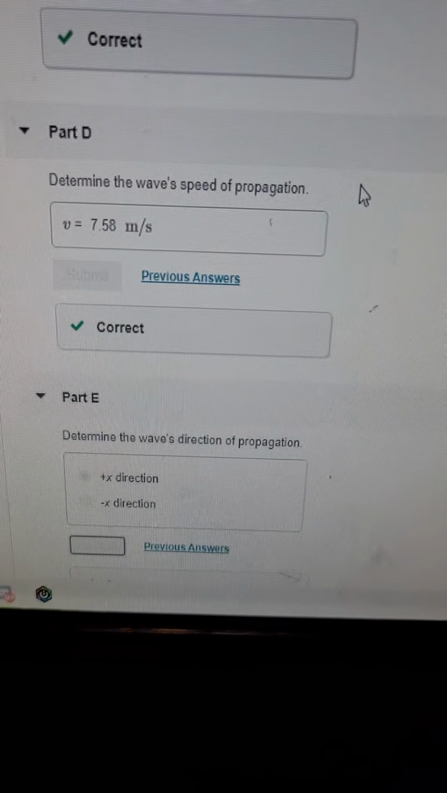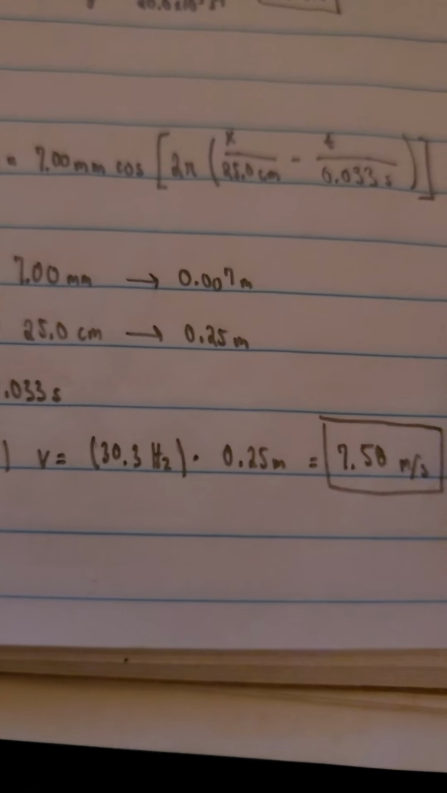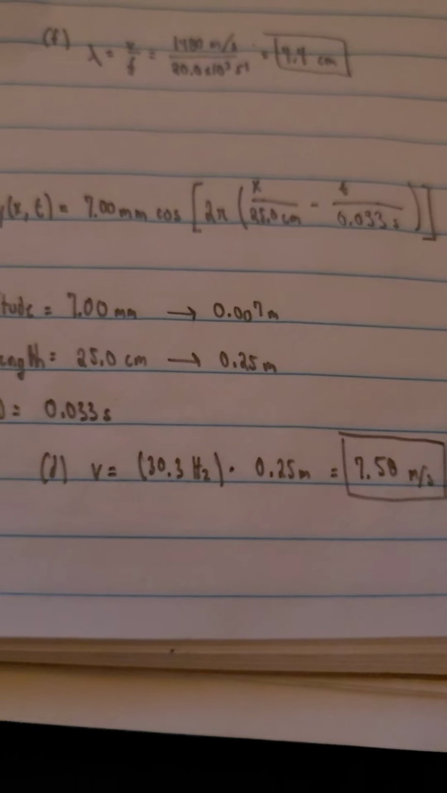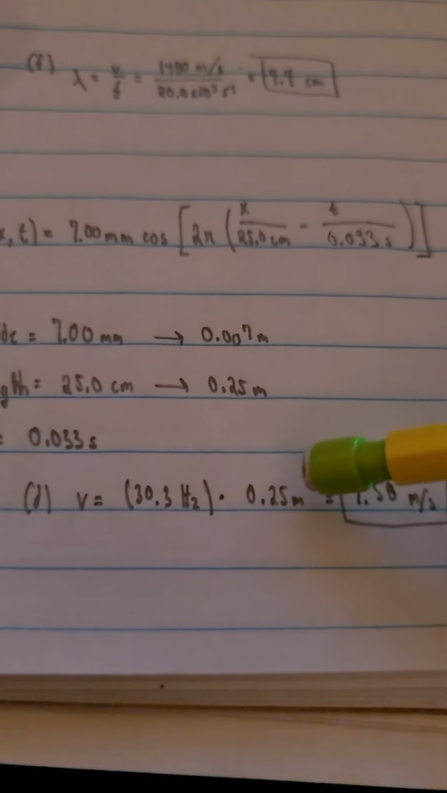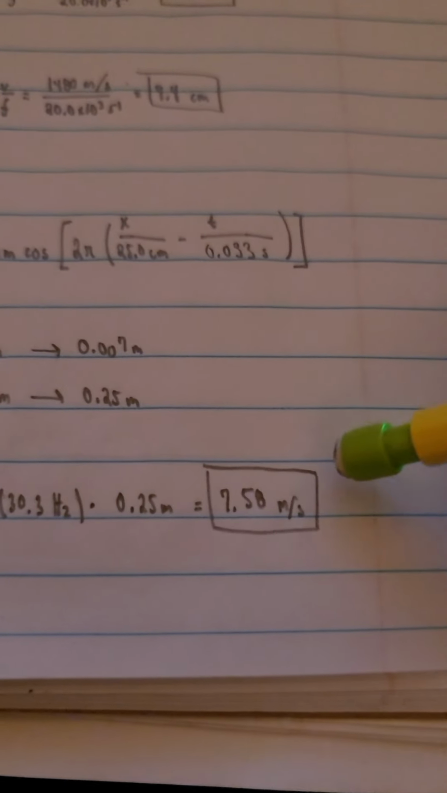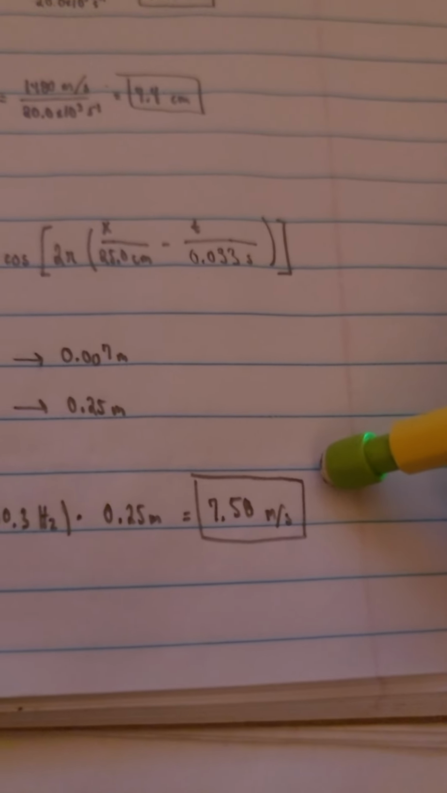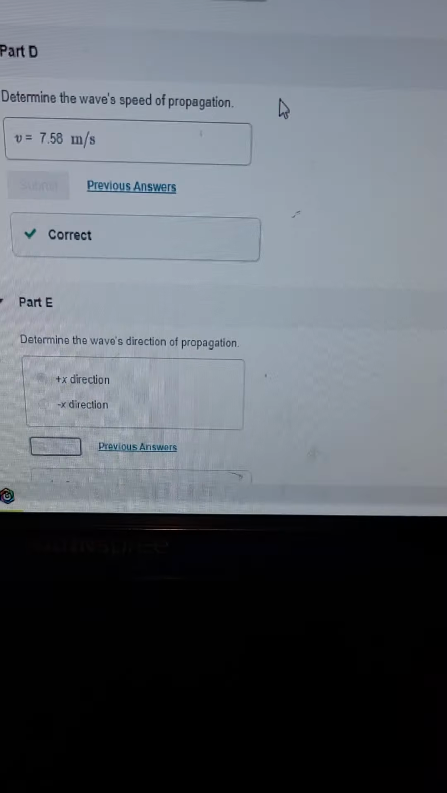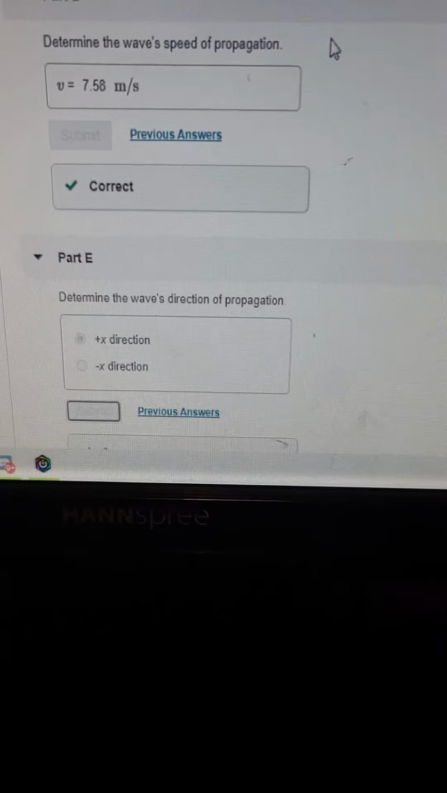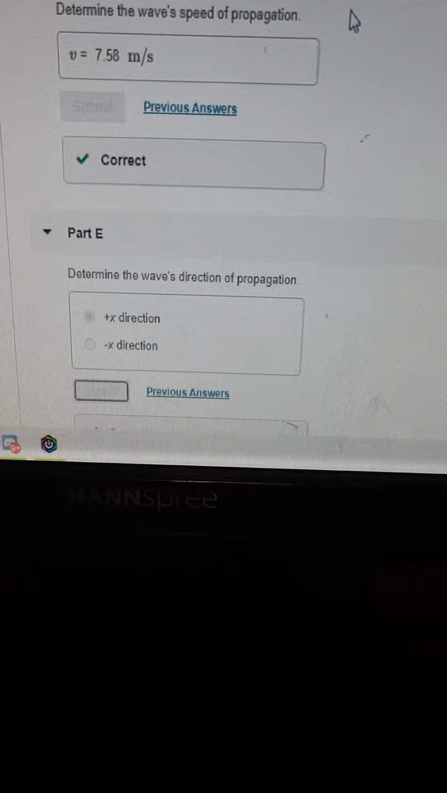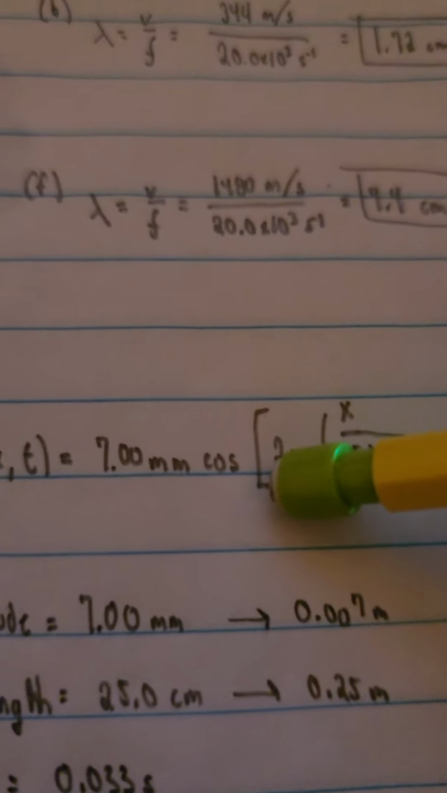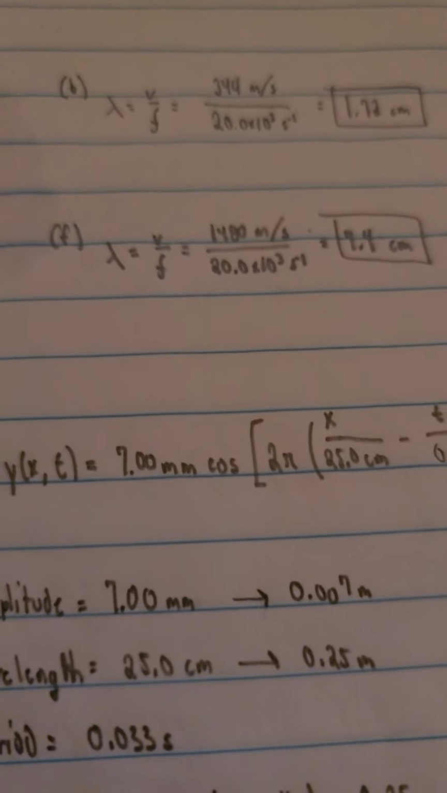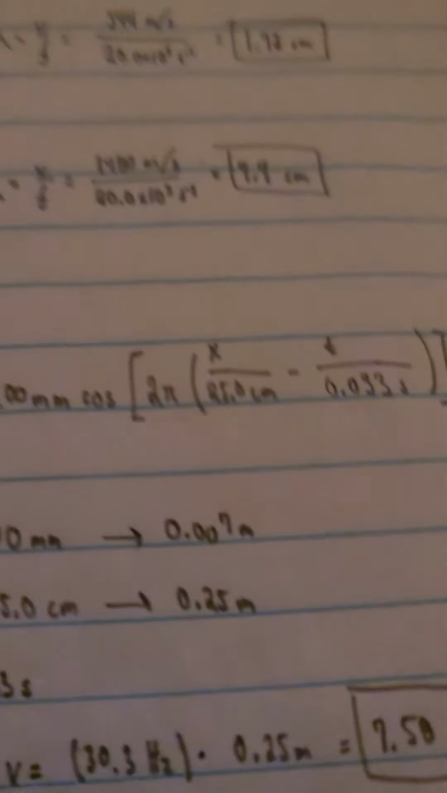Part D reads, determine the wave's speed of propagation, which we go down right here, which velocity equals the frequency times the wavelength. So it's 30.3 hertz times 0.25 meters, which gets us the velocity, which is 7.58 meters per second. And part E reads, determine the wave's direction of propagation, and it's in the plus x direction since cosine right here. And that is 15.8.